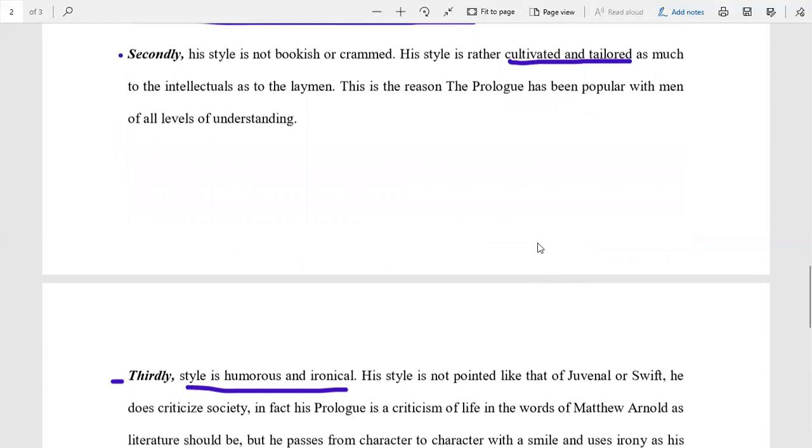The second quality is that his style was not bookish or crammed. He was not writing through bookish knowledge, first studying different techniques and then applying them. He was a born poet. Basically, he was a genius.